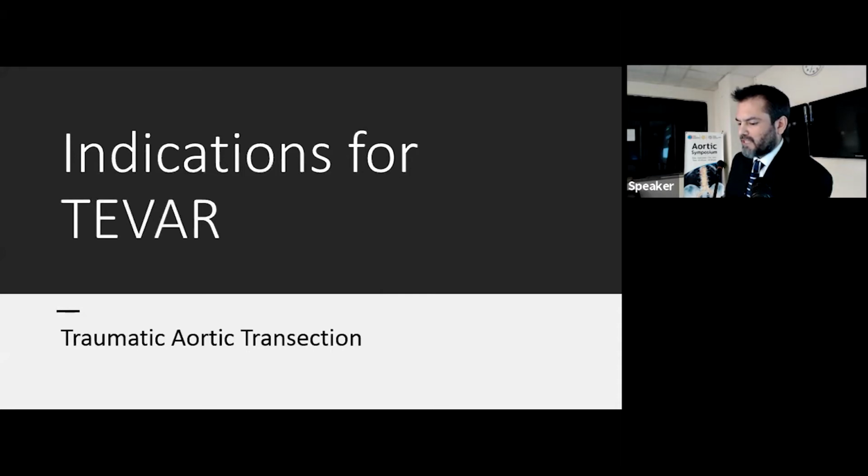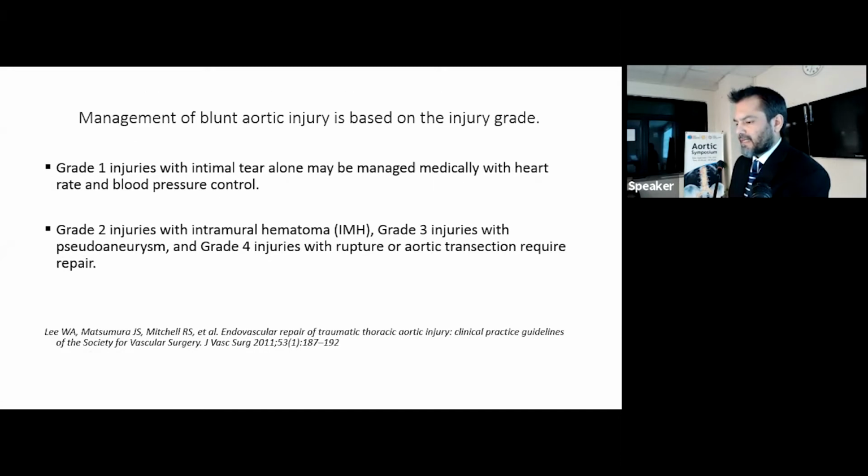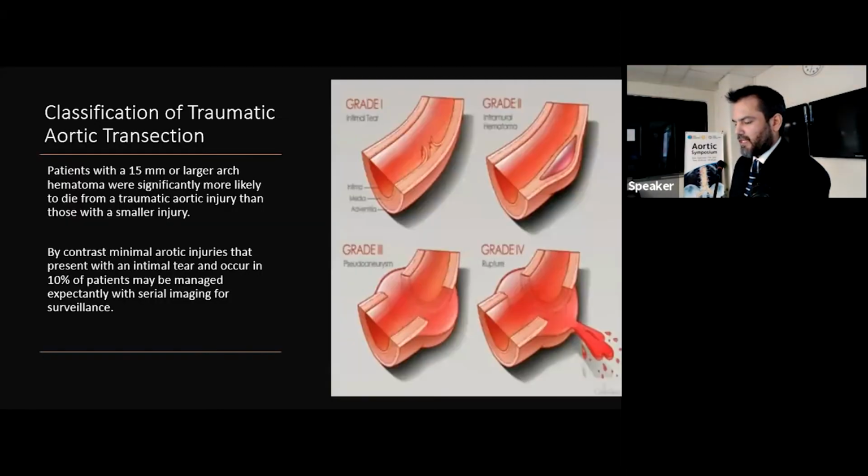Traumatic aortic transection. These transections typically happen just beyond the origin of the left subclavian. There are 4 kinds, grade 1, 2, 3, and 4, and there's a nice picture here that I want you to look at. Grade 1 is an intimal tear, which previously used to be managed conservatively, although evidence suggests that these need to be TEVAR'd as well. Grade 2 is an intramural hematoma, grade 3 is a pseudoaneurysm, and grade 4 is a rupture.